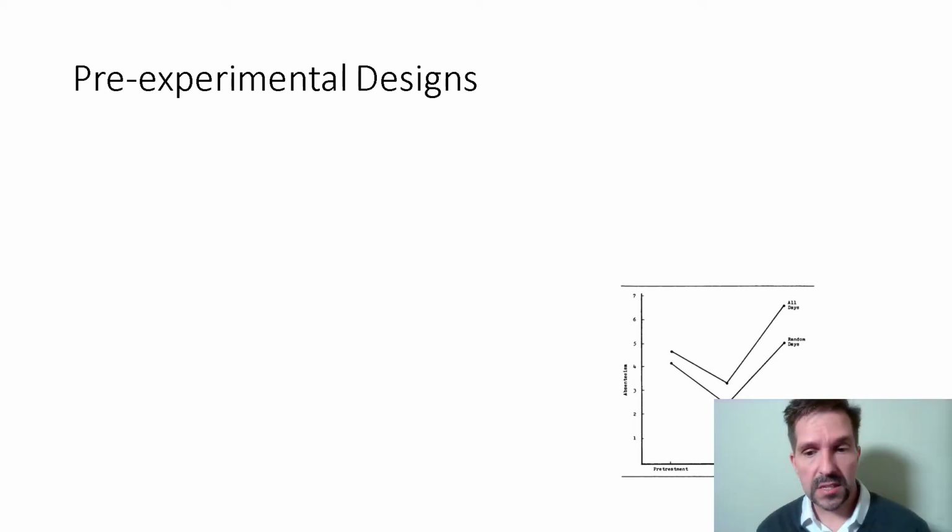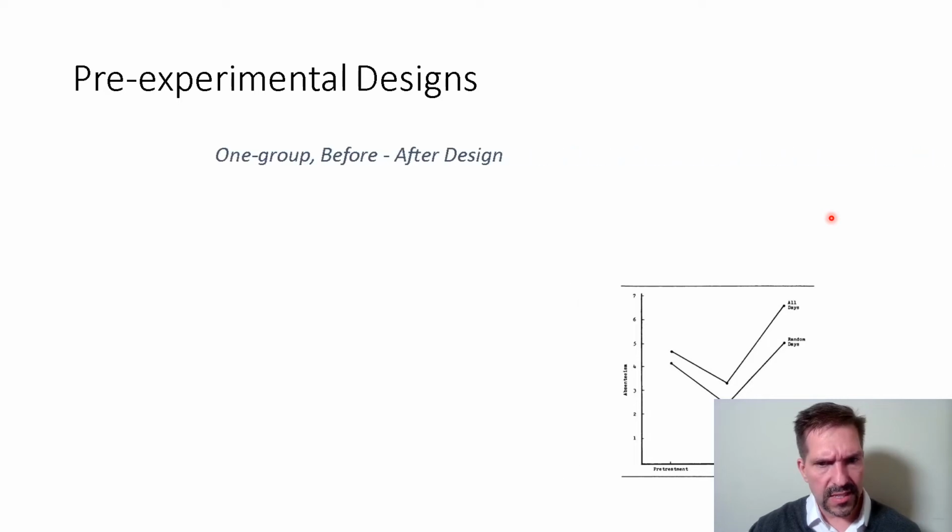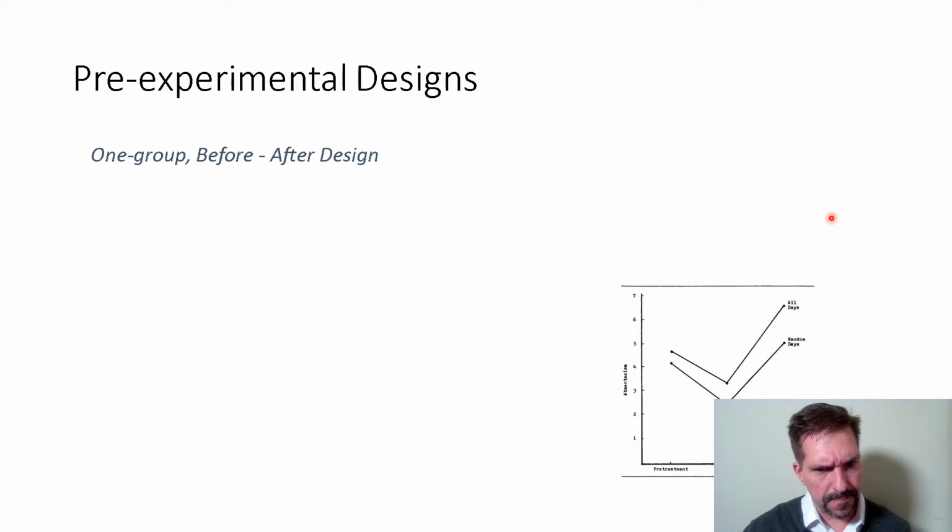Okay, so let's start by talking about pre-experimental designs. Now, the strength of these is that they are simple. The downside is that they are not very internally valid, and I'm going to explain why in the next slide. So let's start by talking about a one group before and after design.